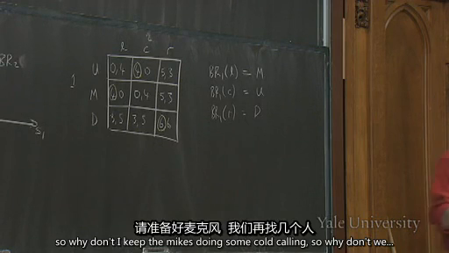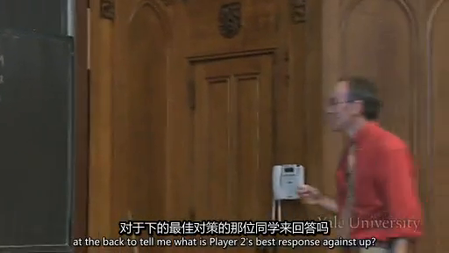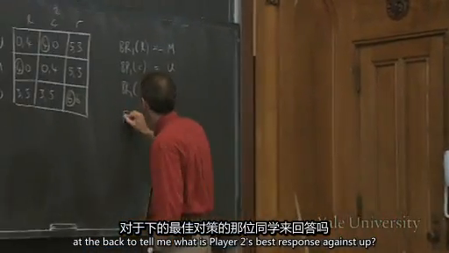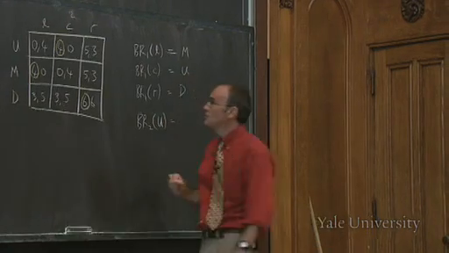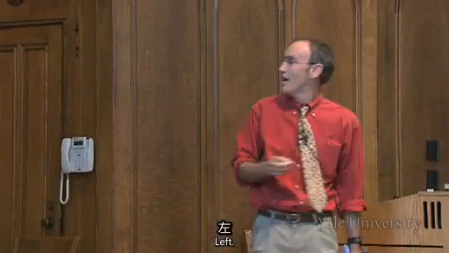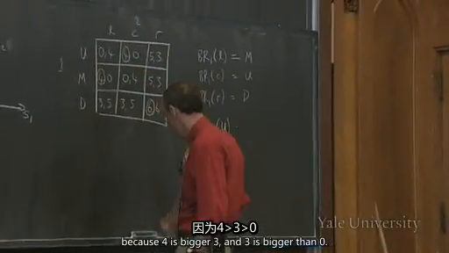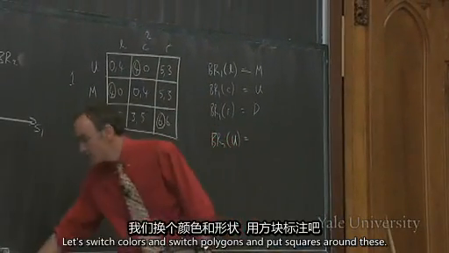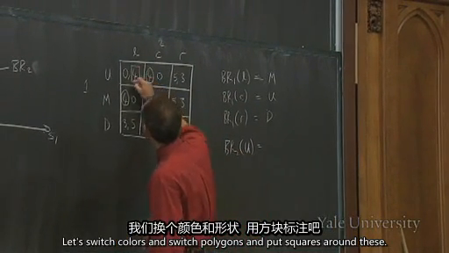So why don't I keep the mics doing some cold calling? Do you want to cold call somebody at the back to tell me what is player 2's best response against up? Left. So the gentleman in blue says left because 4 is bigger than 3 is bigger than 0. Let's switch colors and switch polygons and put squares around these.